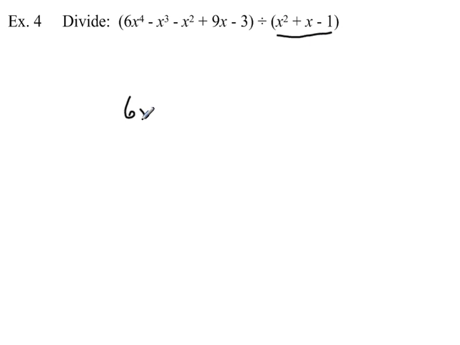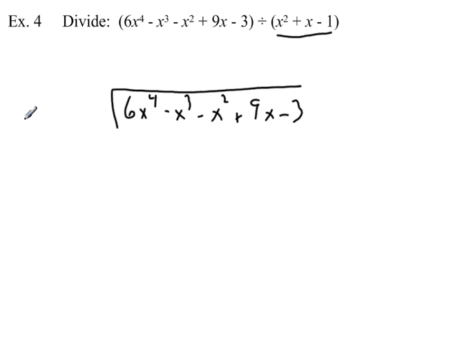To do long division, what we do is we write out what we're dividing, what we're starting with, I should say, and we're dividing by this trinomial, x squared plus x minus 1.